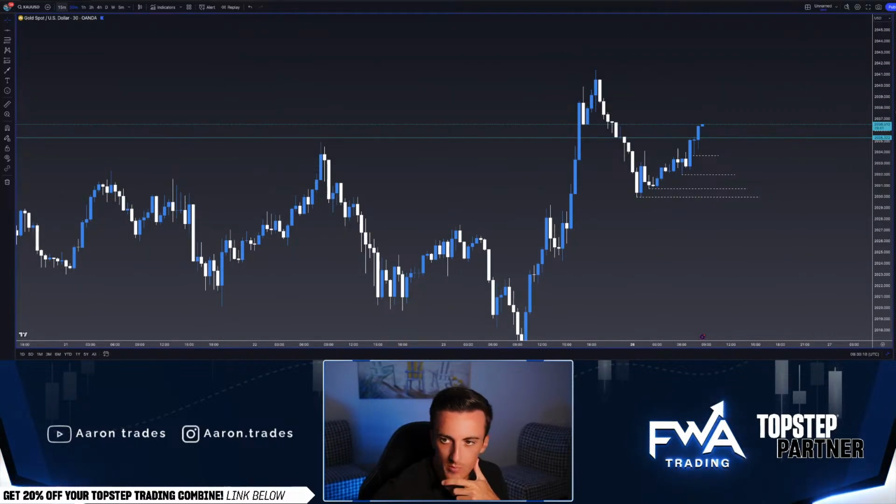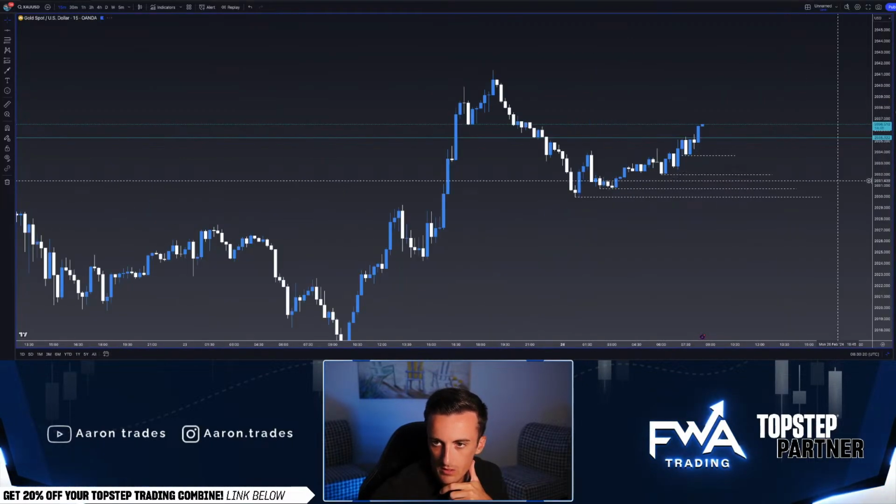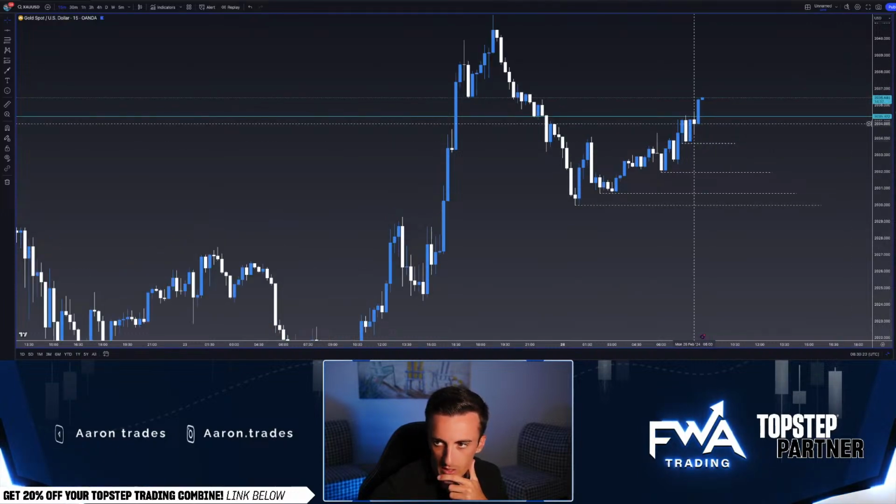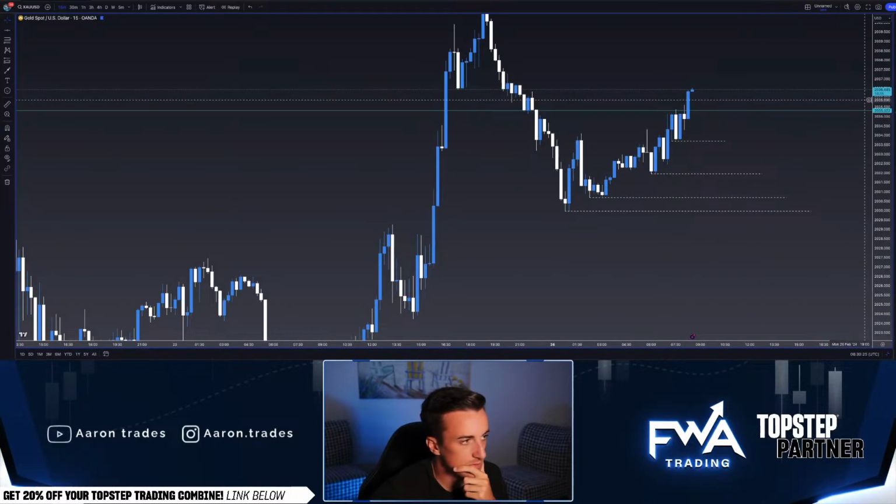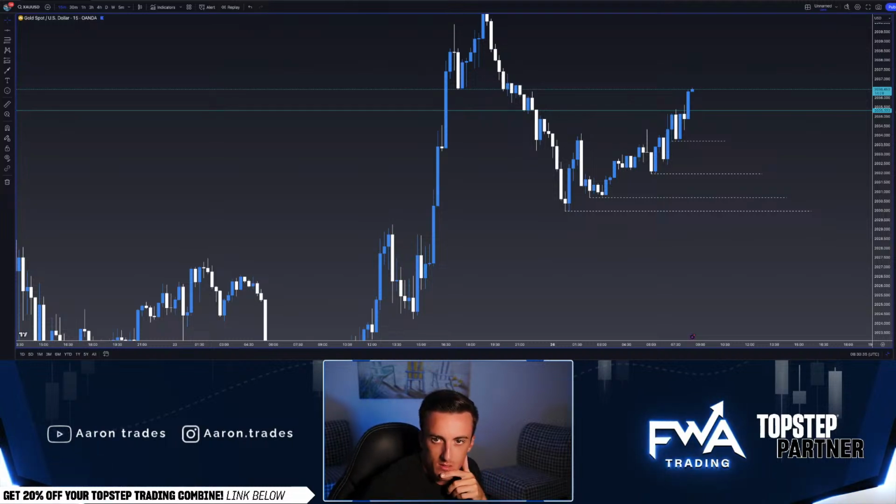15 again just closed bullish with no bottom wick on the 15th. You haven't grabbed any 15 lows here either, which is unfortunate. But it's what it is. Doesn't really matter.